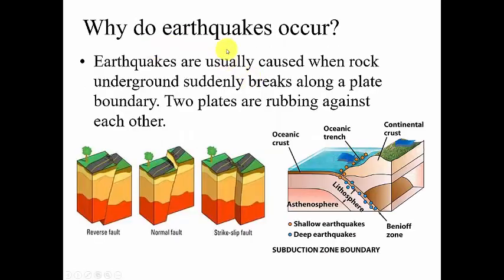Why do earthquakes occur? Earthquakes are usually caused when the rock underground, like under the crust, suddenly breaks along a plate boundary. The two plates are rubbing against each other, so it's causing friction. So it can be a reverse fault, normal fault, or a strike-slip fault. And most earthquakes take place at convergent plates, which are the subduction zone boundaries.